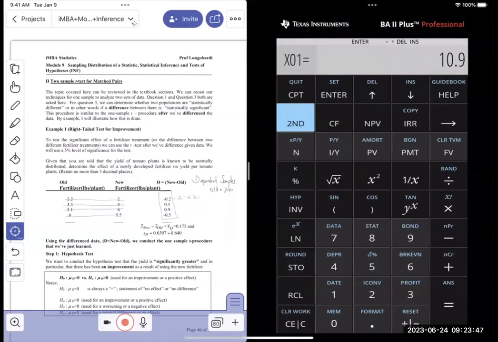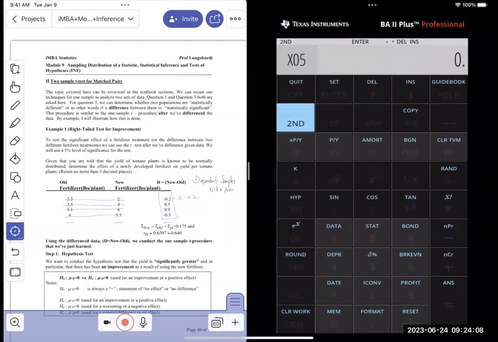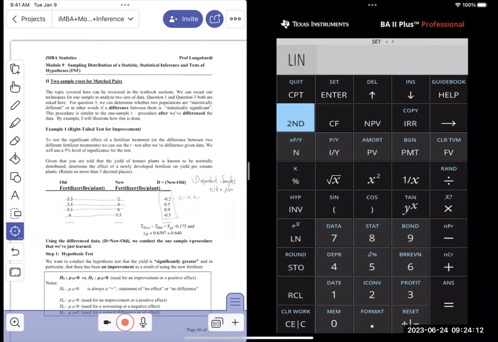Go into second data, clear my worksheet, and I enter the numbers 0.2 negative, enter down, 0.5, enter down, 0.9, enter down, and 0.5 negative, enter down. And then I ask for second set.